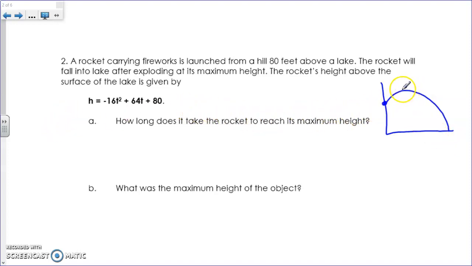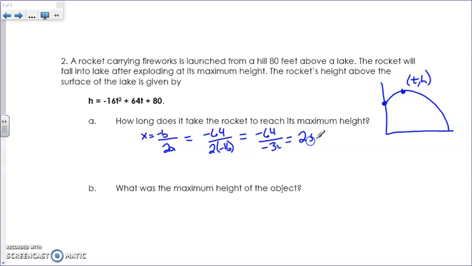That's going to be here at our vertex. We're going to have t for how long and h for how high. This is not in vertex form, so we're going to have to use the axis of symmetry formula, negative b over 2a. That gives me negative 64 over 2 times negative 16, which is negative 64 over negative 32, which is 2 seconds. So after 2 seconds, the rocket will be at its maximum height.